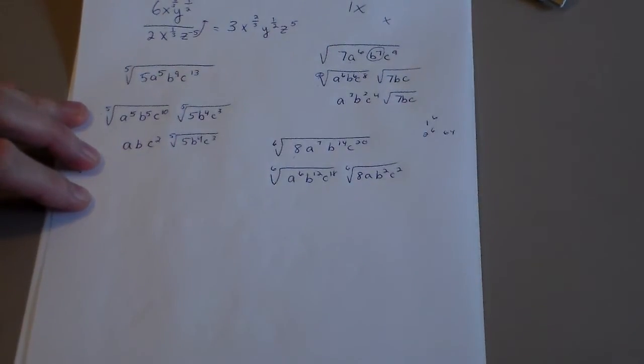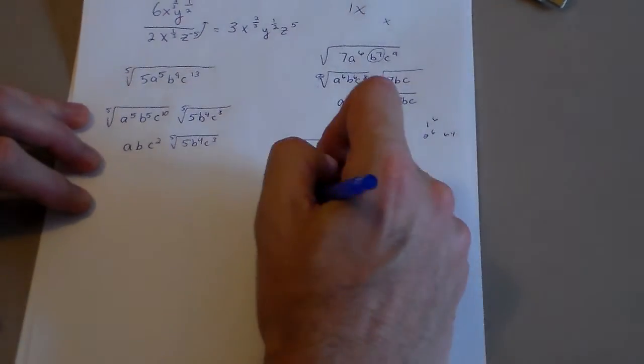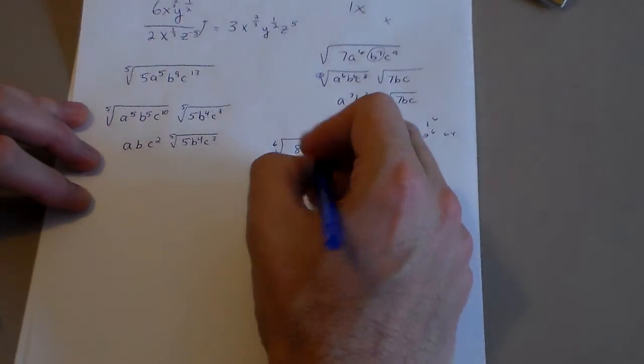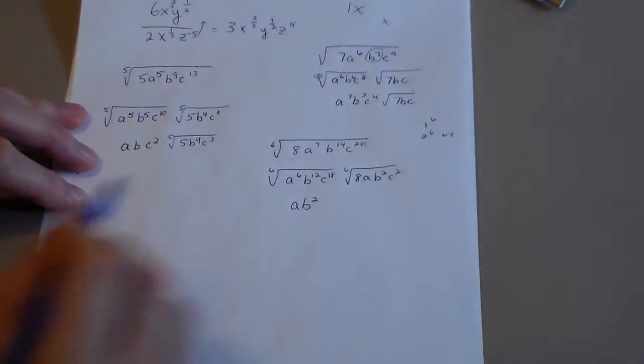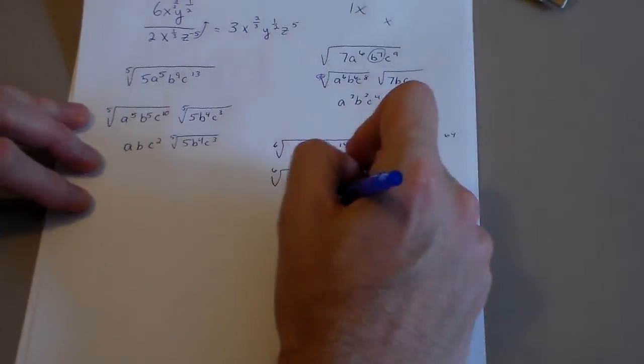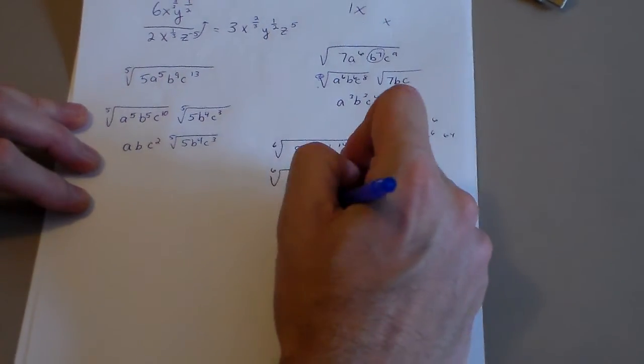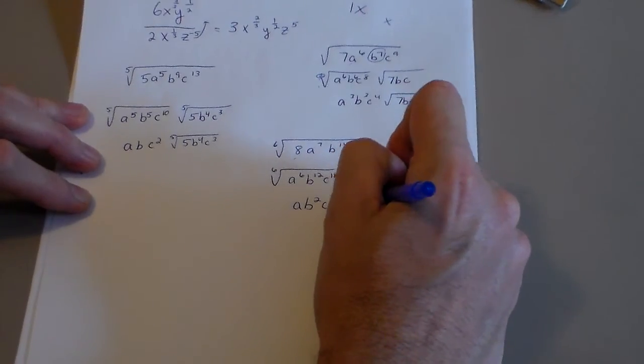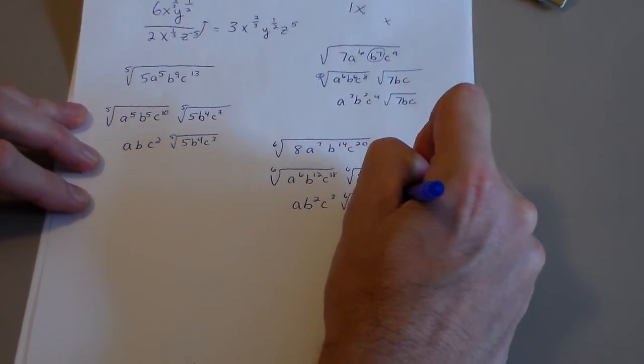So, the 6th root of a to the 6th, we know that's a. And the 6th root of b to the 12th is b squared. The 6th root of c to the 18th is c cubed, times the 6th root of 8a, b squared, c squared.